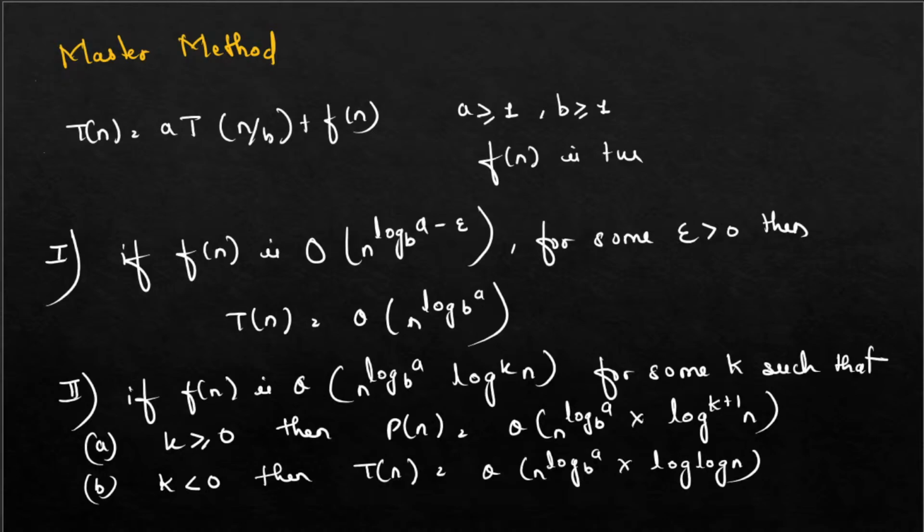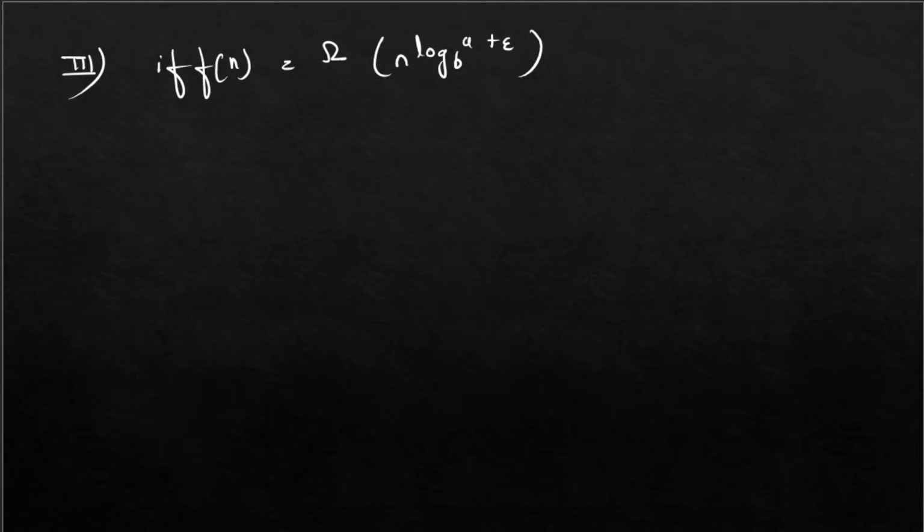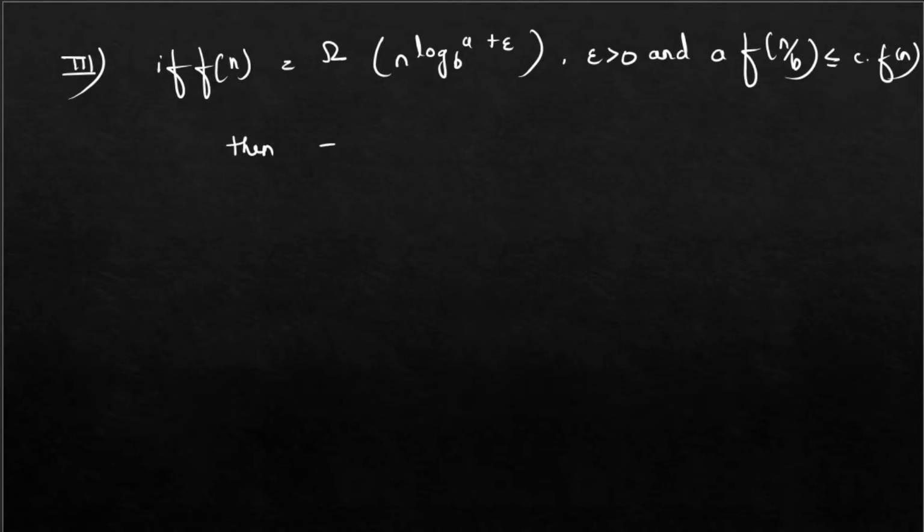And the third one is if f(n) is equal to omega of n^(log_b a plus epsilon), where epsilon is greater than 0, and a f(n/b) is smaller than c f(n). So this is the exceptional condition. This you don't need to check. If the first is satisfied, this always gets satisfied, so don't worry about this. Then it will be directly T(n) equals theta of f(n).